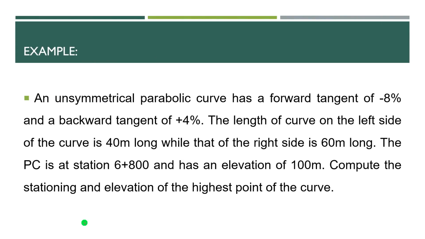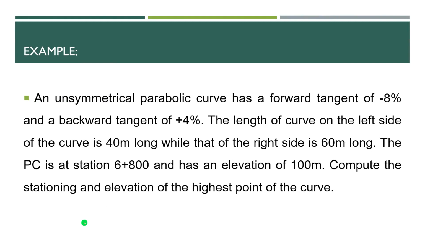So let's now solve sample problem number 1. An unsymmetrical parabolic curve has a forward tangent of -8% and a backward tangent of positive 4%. The length of curve on the left side of the curve is 40 meters long, while that of the right side is 60 meters long. The PC is at station 6 plus 800 and the elevation of 100 meters. Compute the stationing and the elevation of the highest point of the curve.